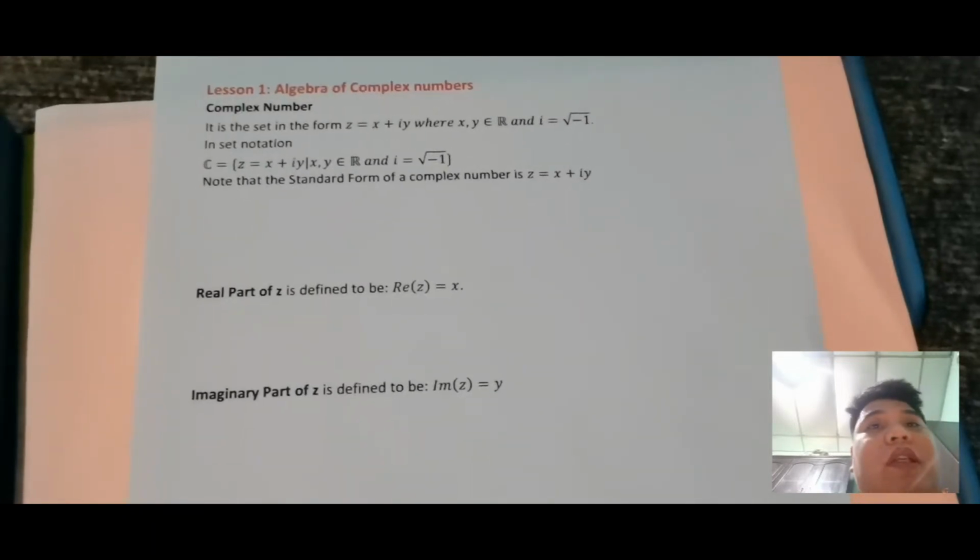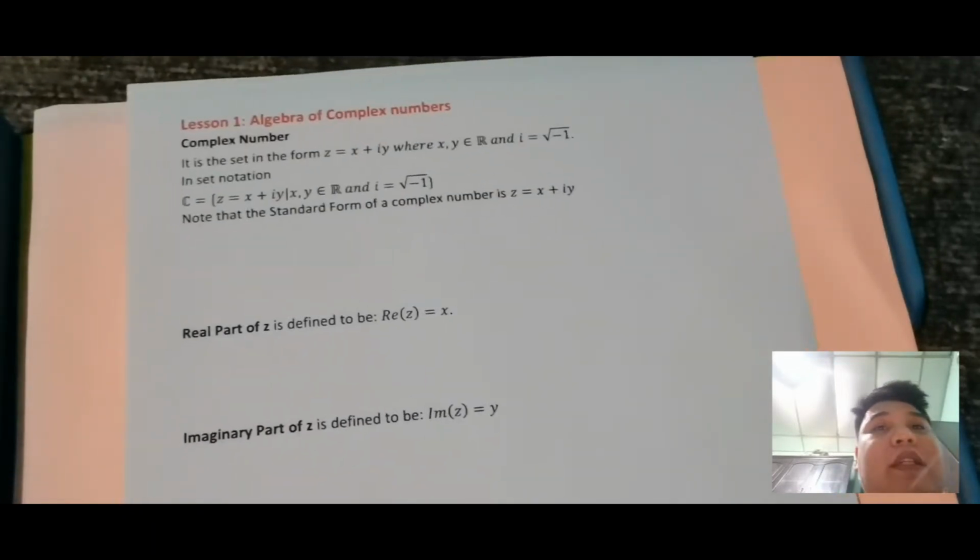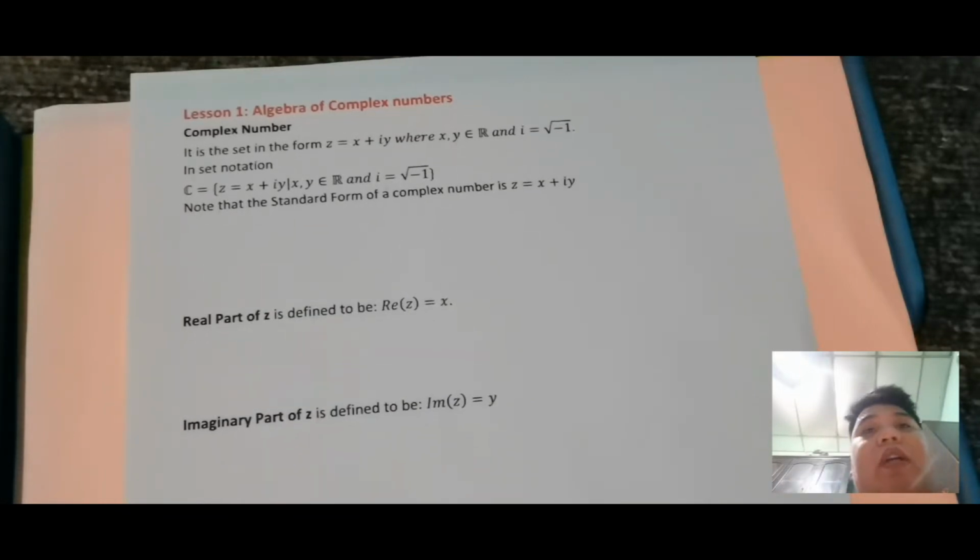Okay, so let's start na dun sa lesson 1 of complex analysis, yung algebra of complex numbers. So define ko lang muna natin si complex number. A complex number is a number in the form z is equal to x plus iy, where x and y are elements of real numbers and i is equal to square root of negative 1.